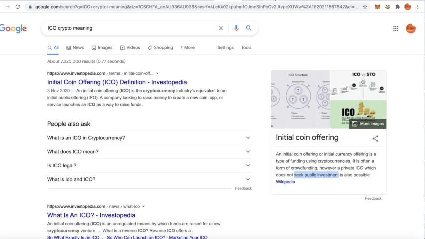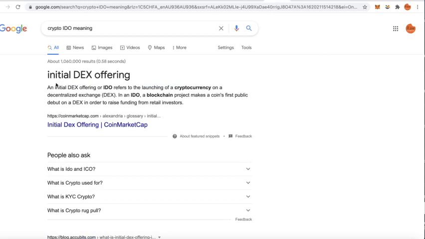The next one we should look at is what is an IDO. An IDO is when you're initially offering on a decentralized exchange. It says a DEX here, so that's a decentralized exchange. That's what DEX stands for, so it's another acronym. An initial DEX offering, an IDO, refers to the launching of a cryptocurrency on a decentralized exchange. There you go, a blockchain project that makes a coin's first public debut. There are a few of those exchanges out there. Binance has one, and there's a whole bunch. You can look into them.